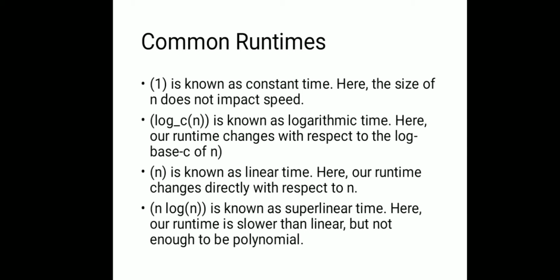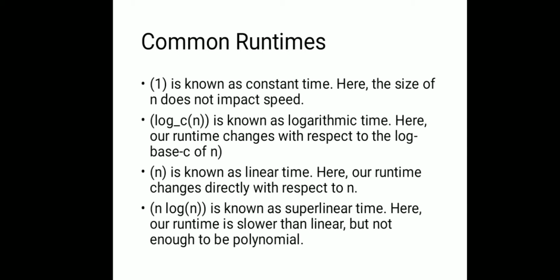Next is Big O of log of n. It's known as logarithmic time. If we double the number of elements, the amount of processing that has to be done does not get doubled. This generally occurs when we compute the result by iterating over only some of the elements in the given collection of data rather than iterating through each of the elements. Here, our runtime changes with respect to the log base of n.